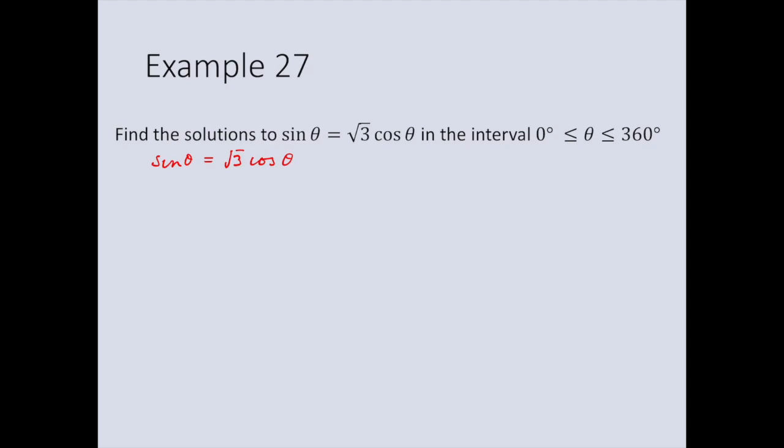If I divide through by cos theta, I'll get sine theta over cos theta equals root 3. Okay, hopefully you're shouting at the screen now saying sine theta over cos theta is tan theta. So you get tan theta equals root 3. And if you can remember your exact values, arctan of root 3 is 60 degrees, isn't it? Okay, so now we just need to know if there are any more solutions in that interval between 0 and 360 degrees.